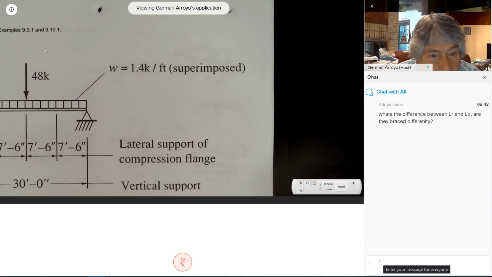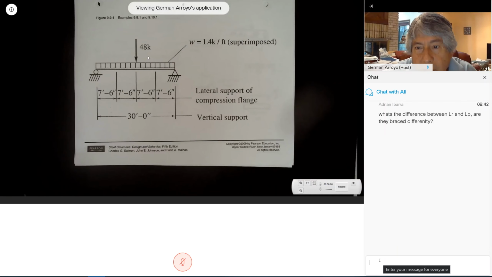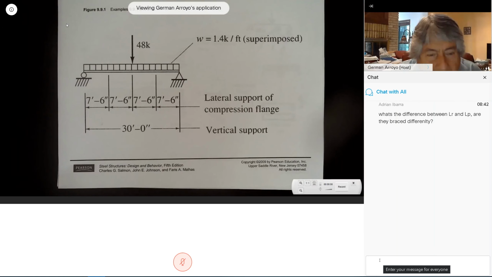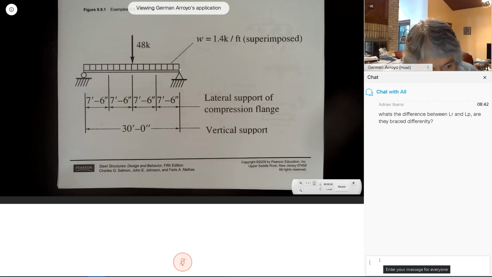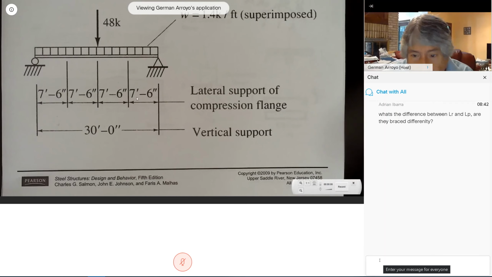There is a question from Adrian. What is the difference between LR and LP? Are they braced different? Okay. Look, first of all, this is a typical simple supported beam. In here, a roller and a pin, these are the vertical support for the reaction. But in here, we had a lateral support for the compression. 7 feet, 7 feet, 7 feet, 7 feet. So this is L sub B.